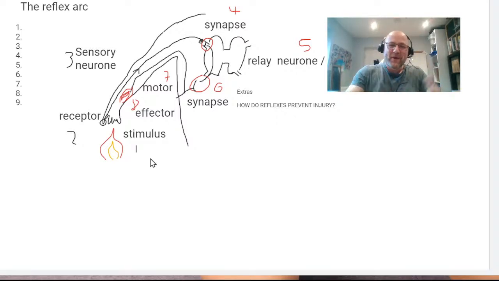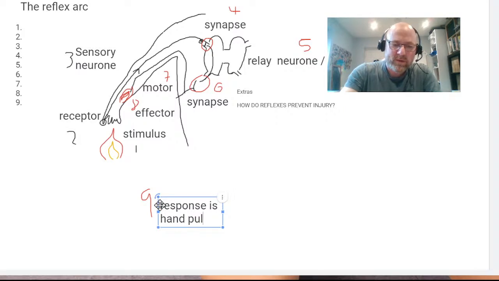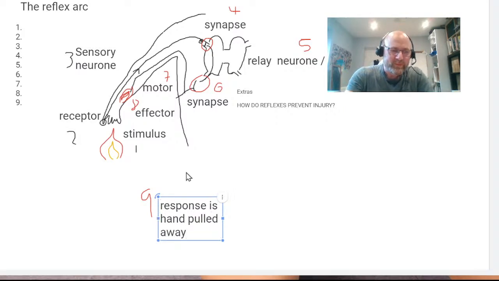Okay. And we call that the response. So the response would be number 9. Now, you don't normally need to mention stimulus or response. They're like the before effects and after effects. The response is hand pulled away.